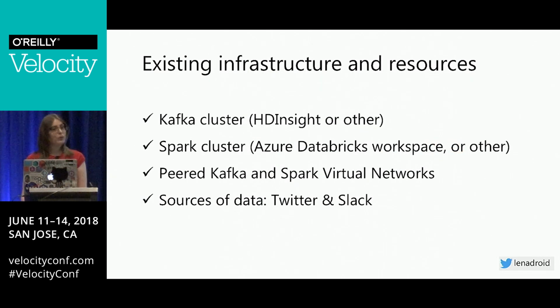So before we go to an example, this is what I have provisioned. I have a Kafka cluster and a Spark cluster in the cloud. I have peered the virtual networks of Kafka and Spark so that the nodes can see each other and talk to each other. And I'm going to be using public sources of data like Twitter and Slack. So I have created API keys and configuration keys to work with those sources.